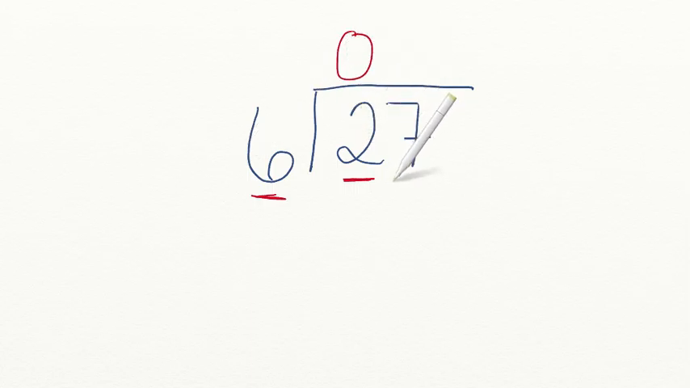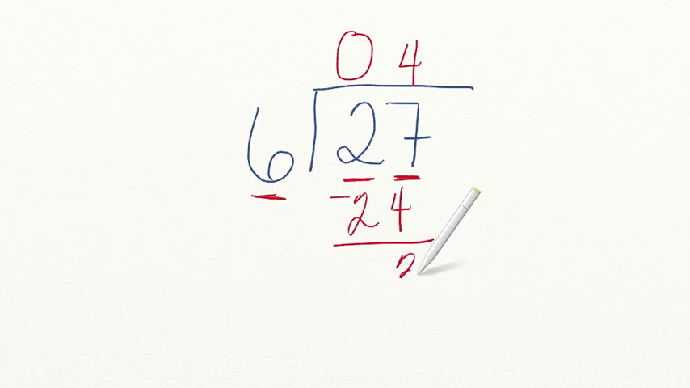We have to move to our next place value, so we have to make sure that we place a 0 above our 2 as a placeholder. 6 can fit into 27 4 whole times. 6 times 4 equals 24. And when we subtract down, that gives us a remainder of 3.